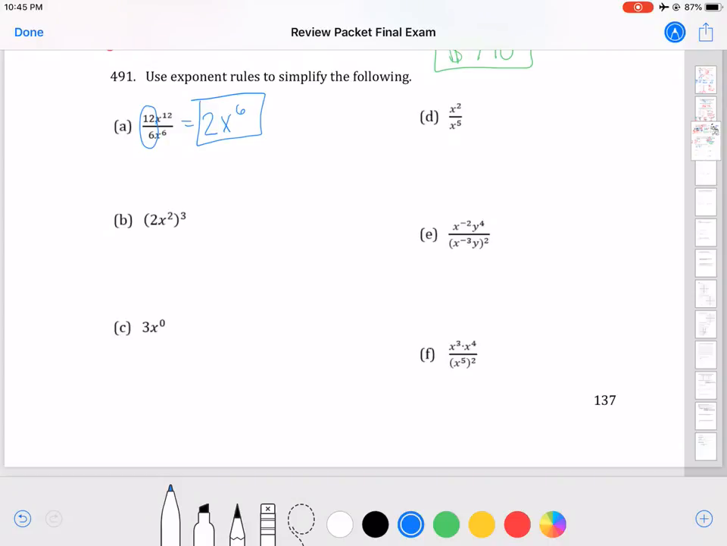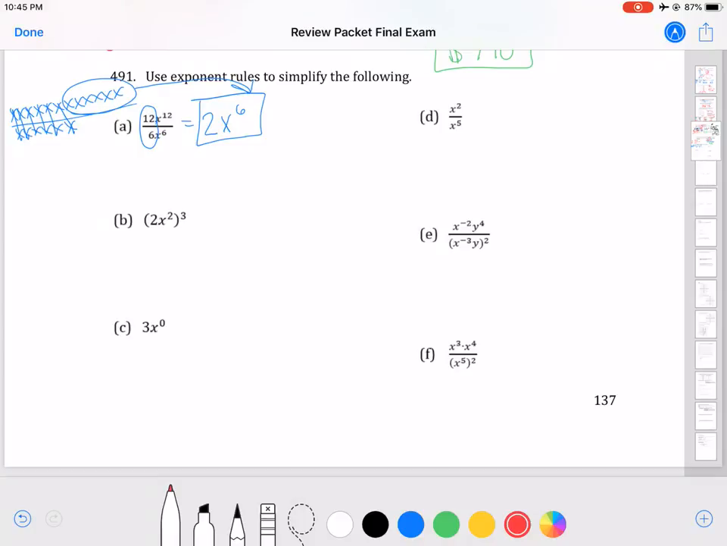Now, it's a lot to write, but it might help you out, so I'm just going to go ahead and write it. X to the 12th means there's 12 x's. So 1, 2, 3, 4, 5, 6, 7, 8, 9, 10, 11, 12. And that's being divided by x to the 6th, so 6 x's. 1, 2, 3, 4, 5, 6. If I cancel out 6 of them from the top and the bottom where they match up, you'll notice that we're left with 6 on top. That's where that 6 comes from. So you can just remember the rule to subtract the exponents, or if it helps you to envision it like that, there's 12 on top, 6 on the bottom, you'll be left with 6 on top.